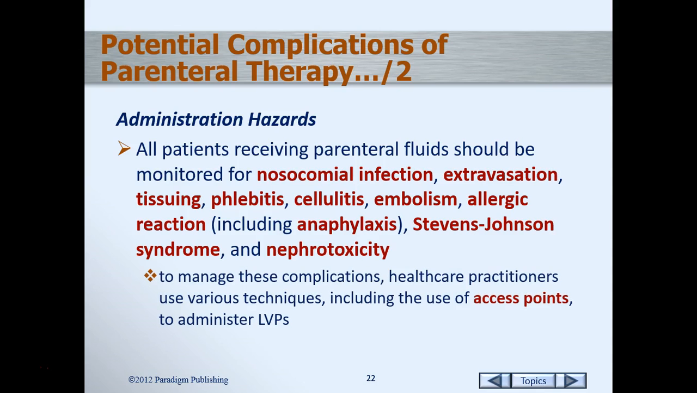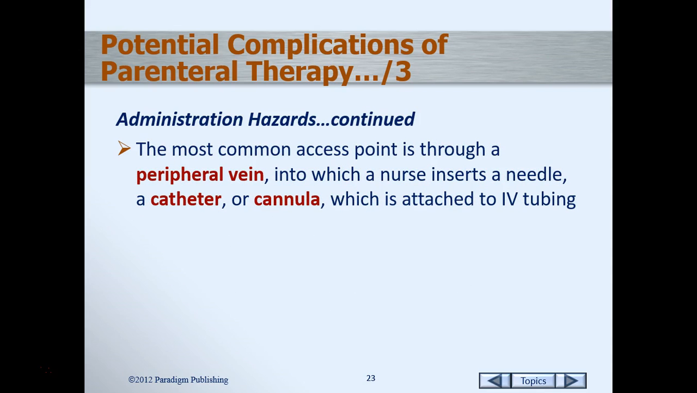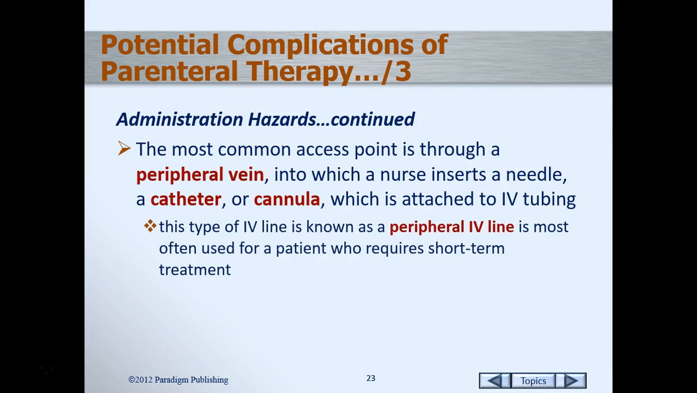To manage these complications, healthcare professionals use various techniques, including use of access points to administer the large volume parenterals. So something that would be irritating to a small vein may be introduced into a larger vein. The most common access point is through a peripheral vein, into which a nurse inserts a needle or catheter or a cannula, which is attached to the IV tubing. So this is the one you normally see in the hand or in the inner part of the arm.